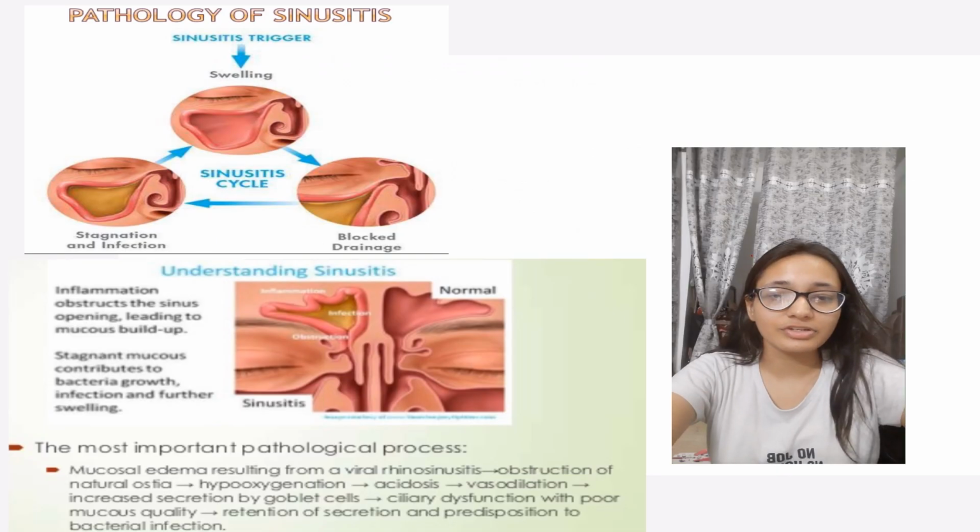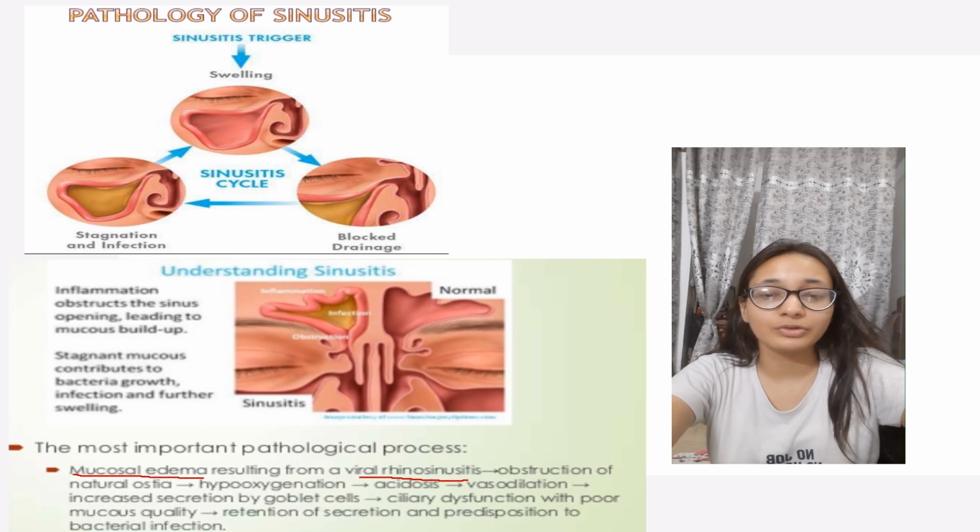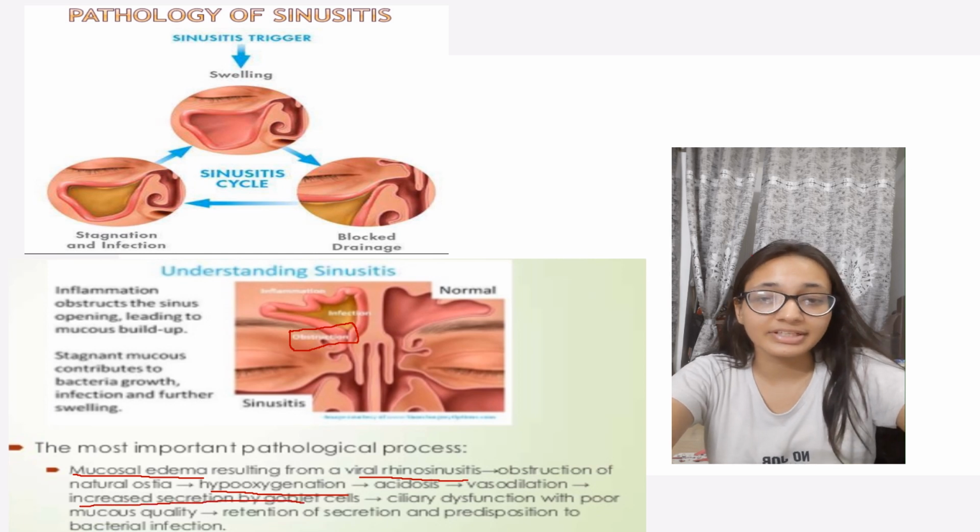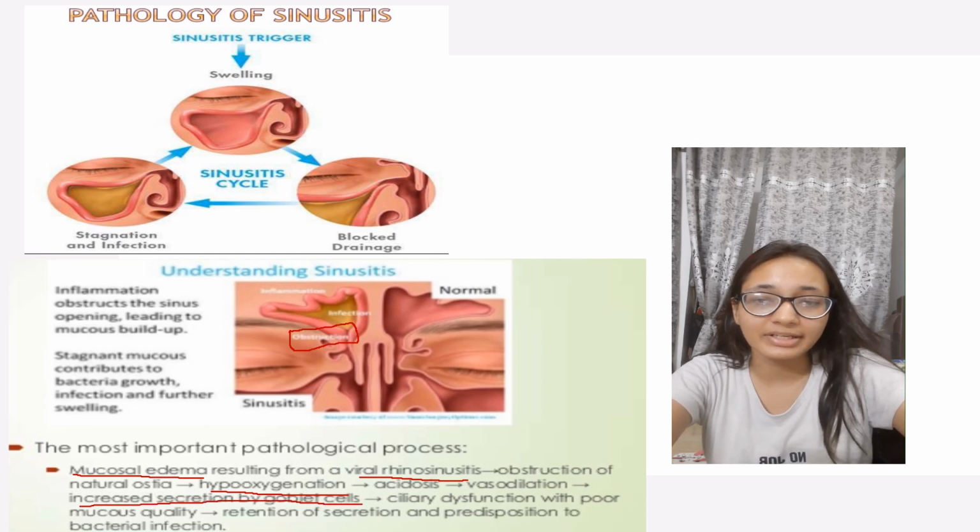Let's start with the pathophysiology of sinusitis. Since we all know that viral infection can be the common cause for this, we can see in this flowchart that there is mucosal thickening in the sinus, which can lead to obstruction of the natural ostia, due to which there can be hypooxygenation of these cells, which can lead to hyperactivity. Basically, the hyperactivity of the goblet cells can lead to retention of mucus in the sinus, which in turn will cause bacterial infection.